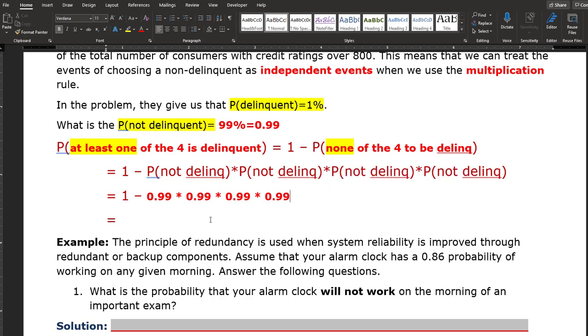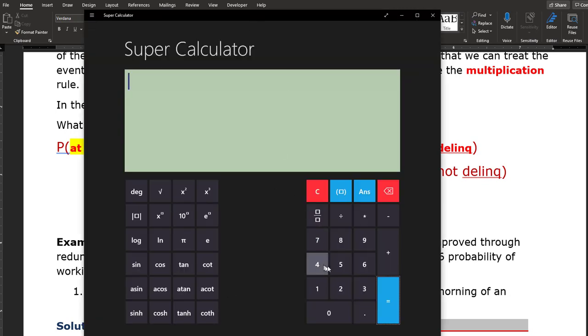So then you'll go ahead and multiply those out. Definitely good to have a little calculator for this kind of multiplication. We have 0.99 multiplied by itself 4 times, so I just need to raise 0.99 to the 4th power. And then I want to subtract that from 1. So that's basically the probability of none of the 4 being delinquent. It's a 0.9605 chance or so. Then we want to subtract that from 1.